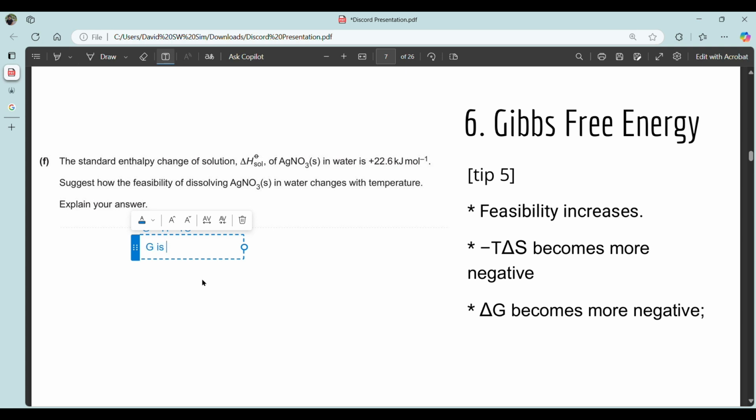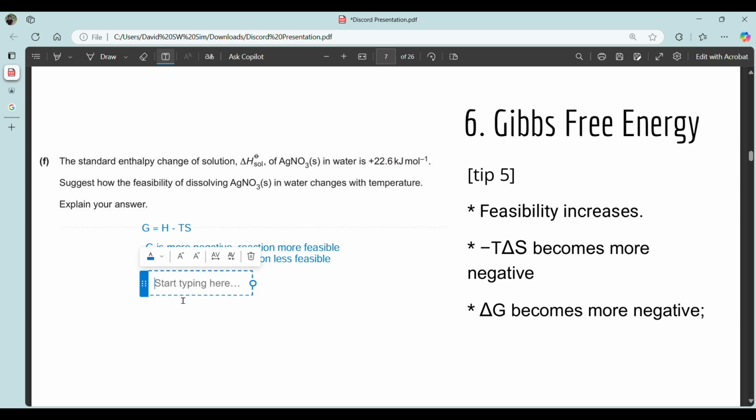When G is more negative, the reaction is more feasible. When G is more positive, the reaction will become less feasible. It's opposite, so don't get it mixed up. They'll always ask you a question on when the temperature increases or when something else changes, does the reaction become more or less feasible?